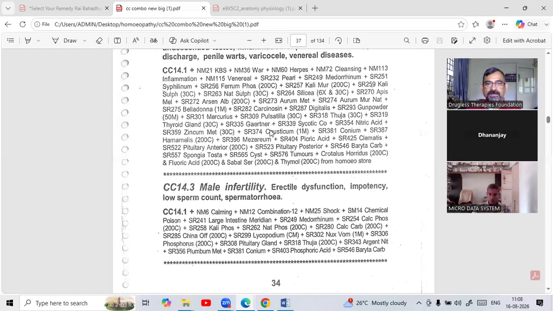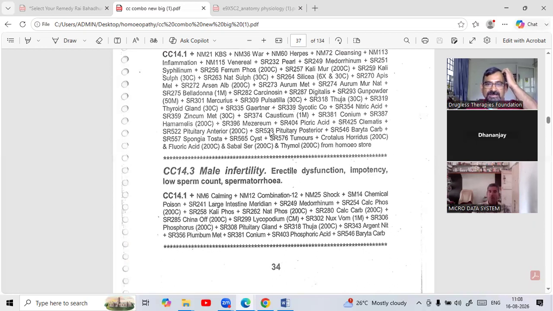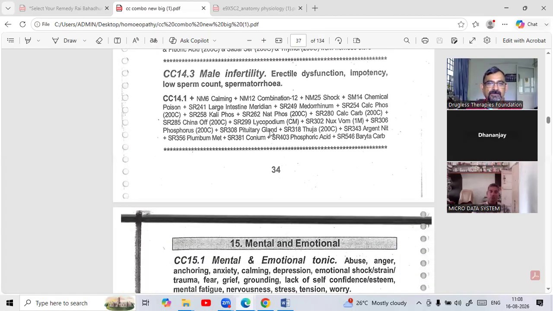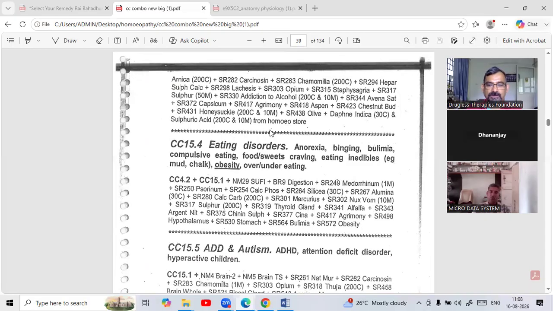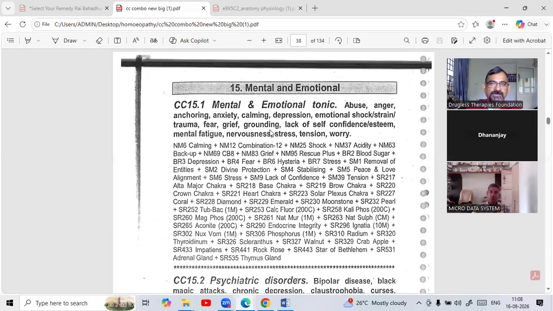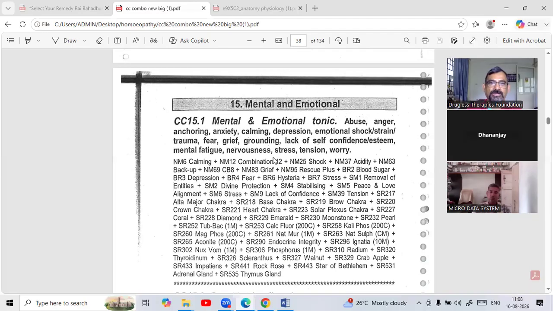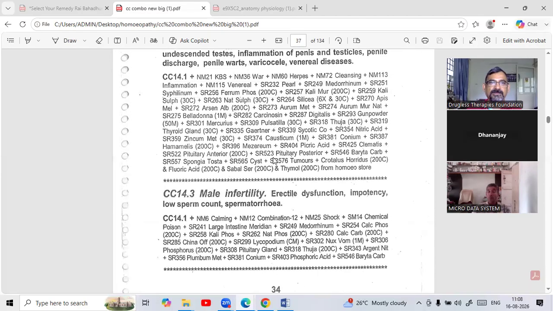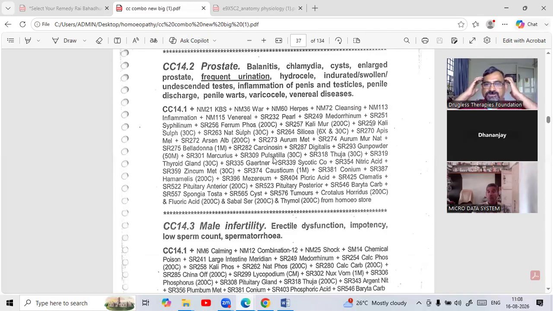14.3 is for infertility. Infertility can be anything, erectile dysfunction, also impotency. Okay, that's it. And I always used to tell you, always give 15.1 in both the cases, so that the mind stays cool and everything will be fine. And it is a must when you are giving spiritual support for cancer. When you are using it, 15.1 is a must.